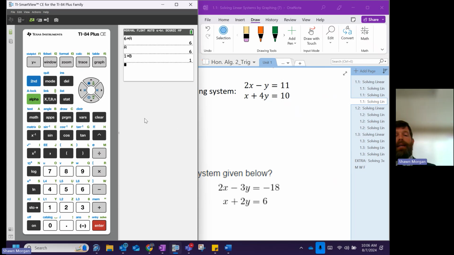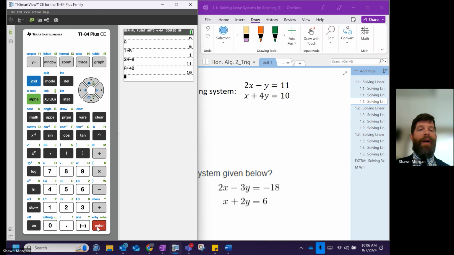So now what I can do is I could say if I've got some complicated funktastic equation, I can type that in, and what is 2x minus y equal? It equals 11. So that's a true statement. That's a thumbs up. Similarly, I could say x plus 4y, and that equals 10, and that's again a thumbs up.